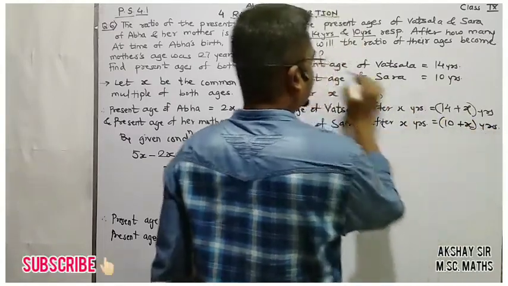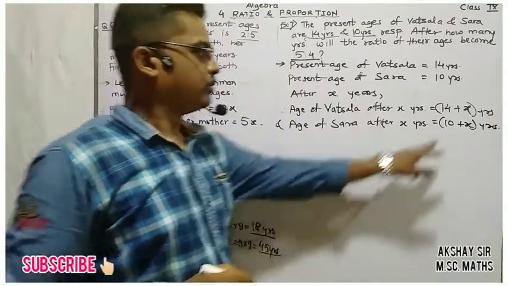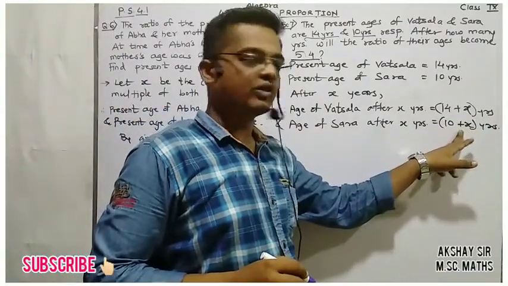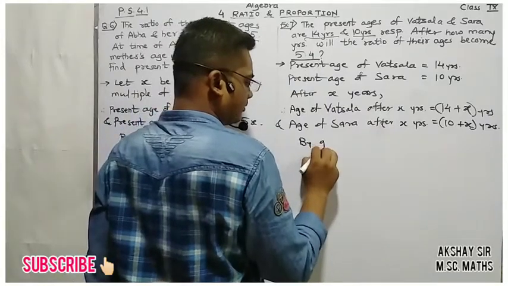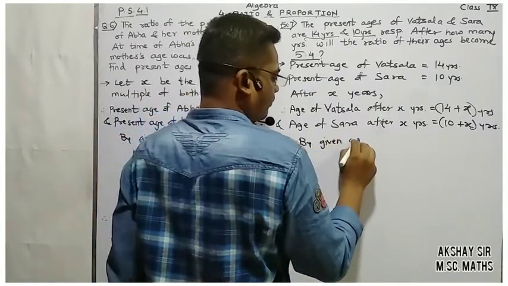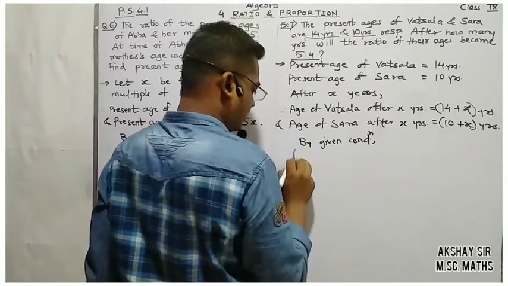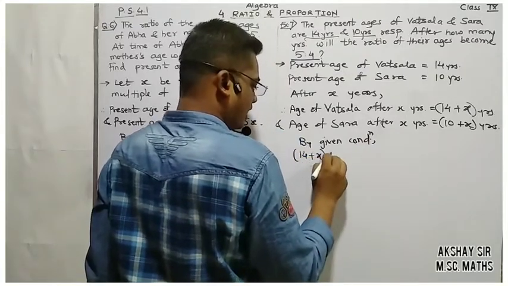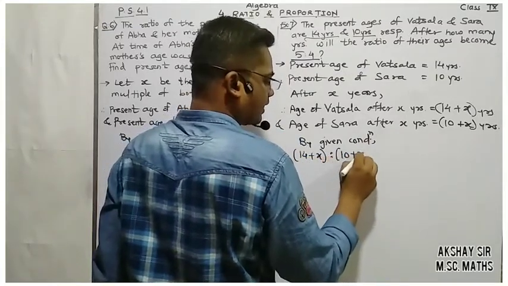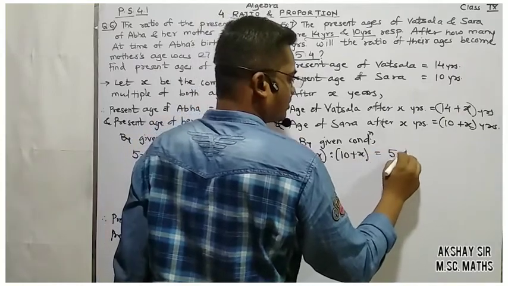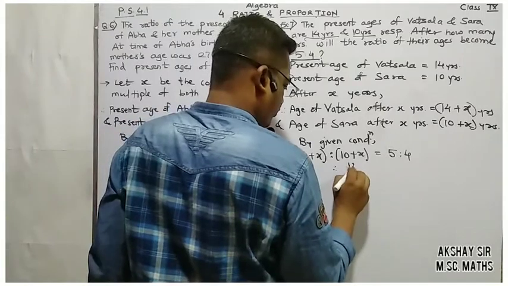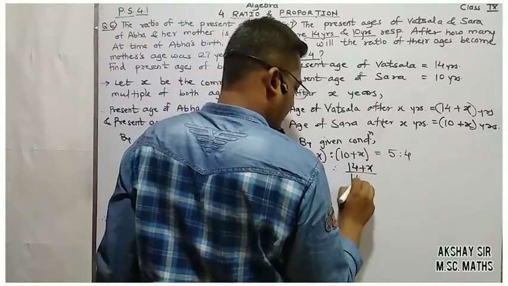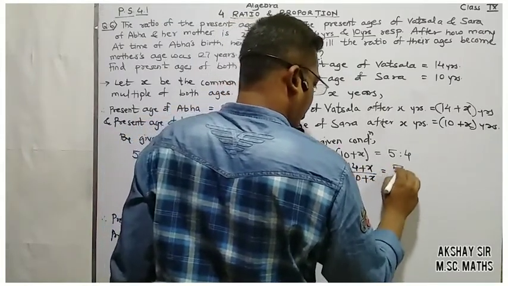Now by the given condition, the ratio of the ages of these two after x years will be 5:4. So by the given condition, 14 plus x as to 10 plus x is mentioned as 5 as to 4. Let us convert this into the rational form. Therefore, 14 plus x upon 10 plus x equals 5 by 4.